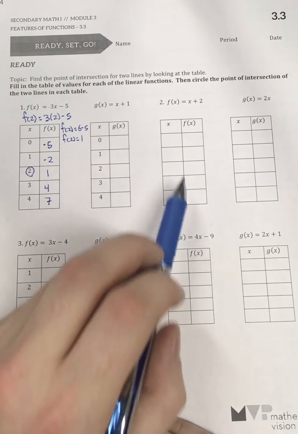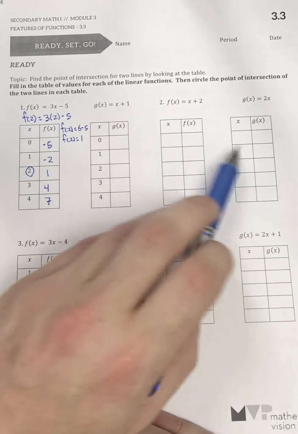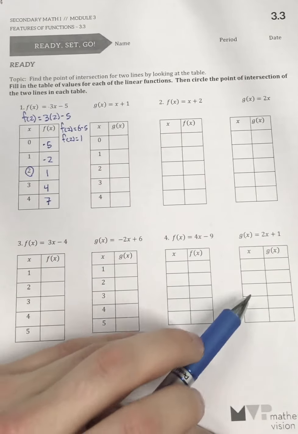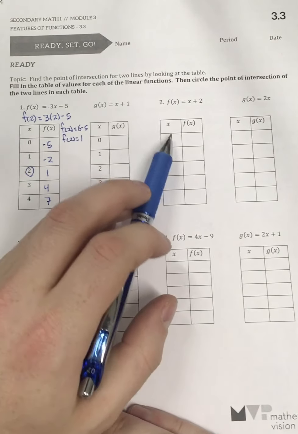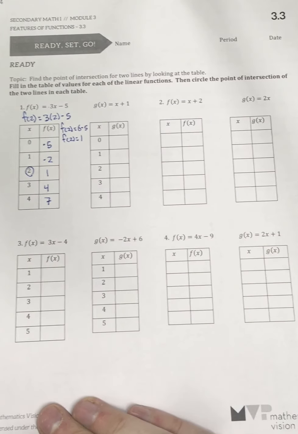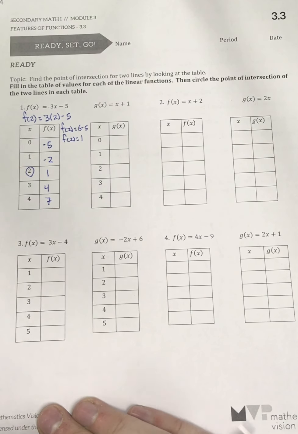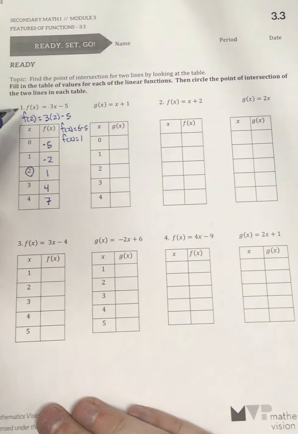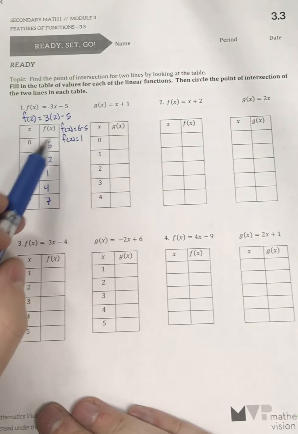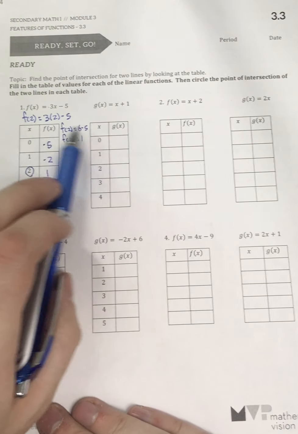Now, notice on number 2 and these problems here, they don't give you x values. You can pick what values you want for that. And for number 1, the other part is once you have filled out your table, then you have to identify where these two functions would intersect.